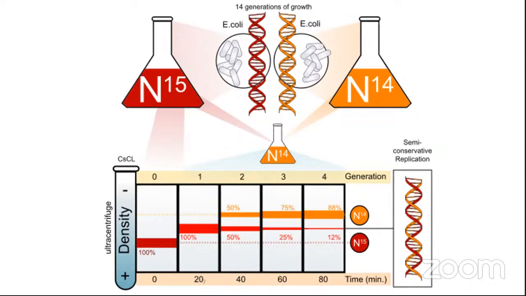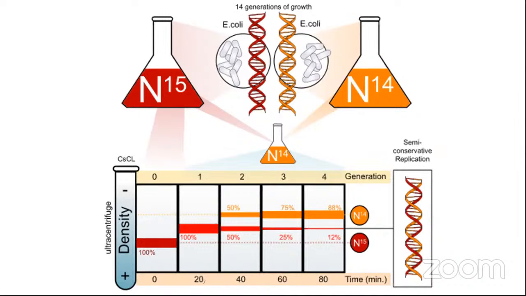First, they started with the zero generation, that is the ones grown in the N15 medium, before placing them in the N14 medium. So in the control, that is the normal condition after growing them in the N15 medium, they had only N15 nitrogen as their nucleotide base.